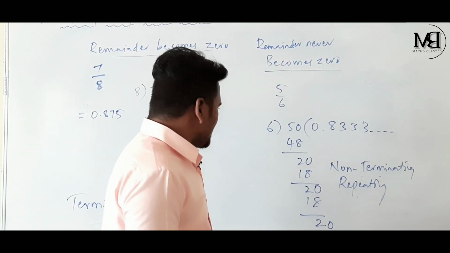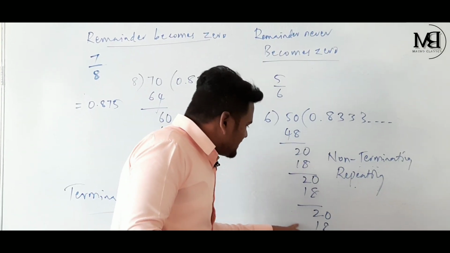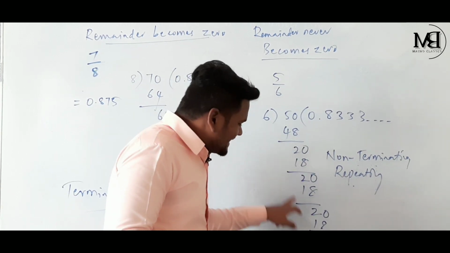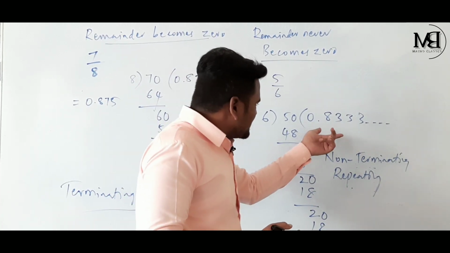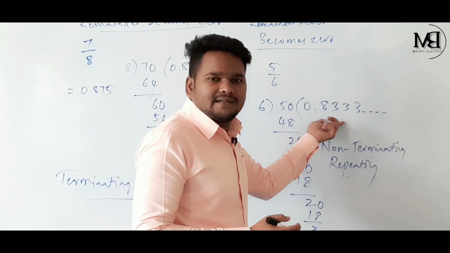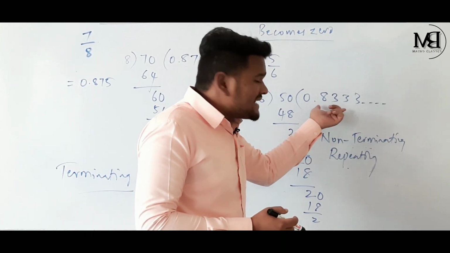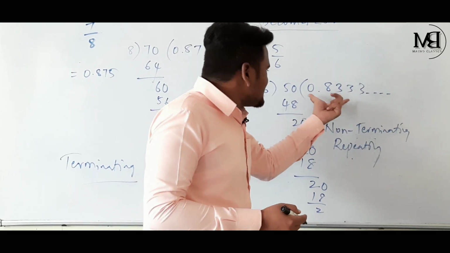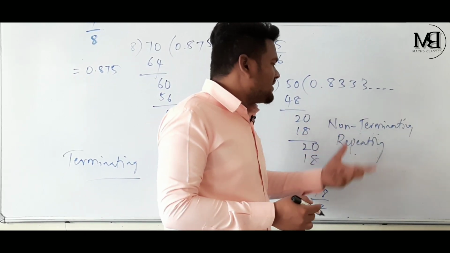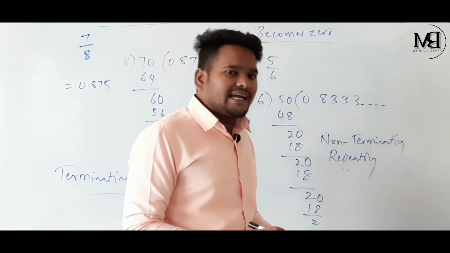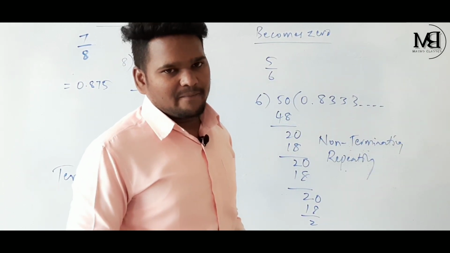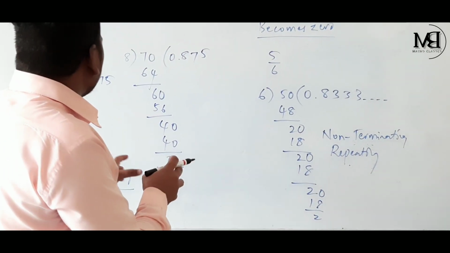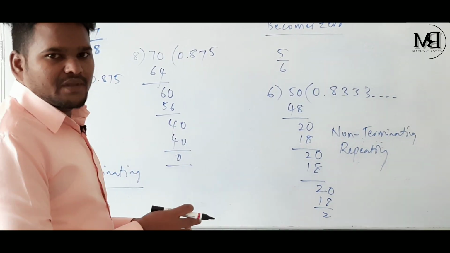Let's repeat. See children, here I didn't get the remainder 0, so the decimal expansion is not terminated, but it is repeated. So this type of decimal expansion is known as non-terminating repeating or recurring decimal. Now we have the decimal expansion of rational numbers.